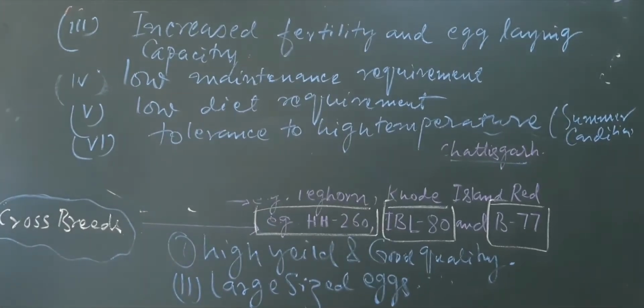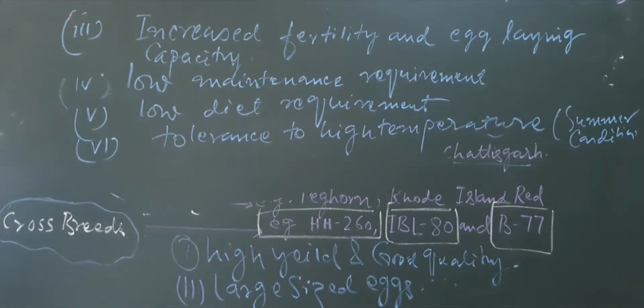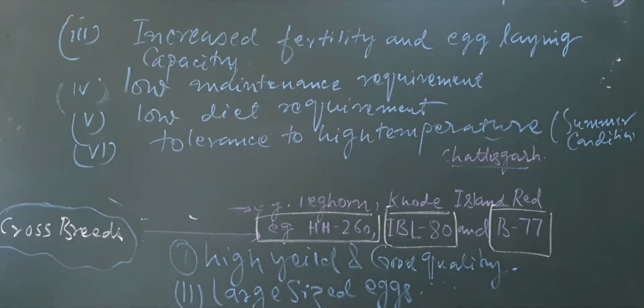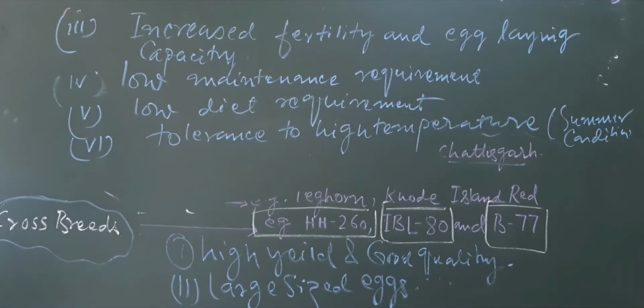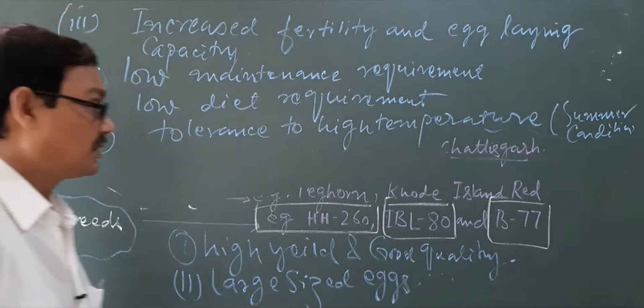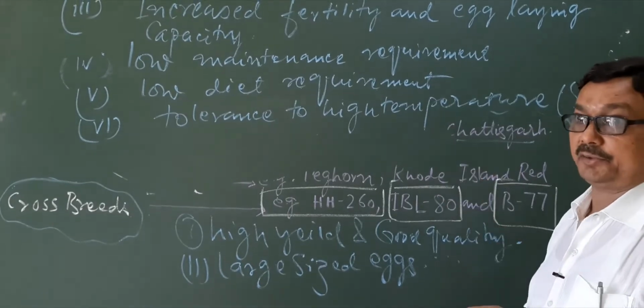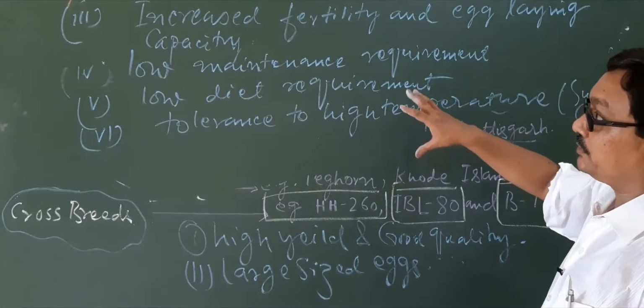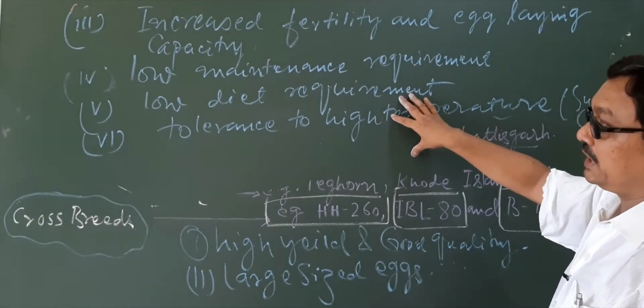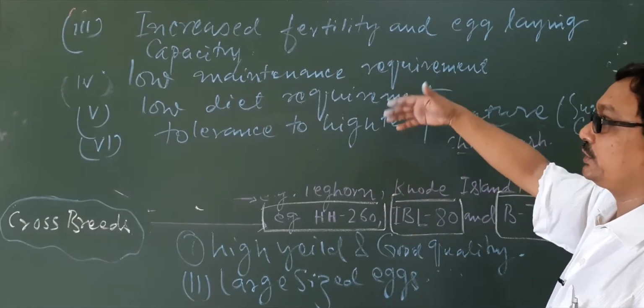So here we have seen the desirable characteristic features for poultry farming, which we can achieve only after cross breeding. So these are some results.